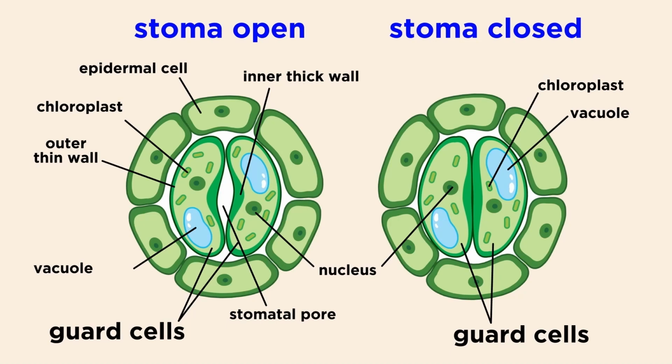Therefore, some specialized epidermal cells, called guard cells, are utilized to cover the stomata. These curved cells appear in pairs on either side of a stoma and work together to open or close the stoma as needed by the plant.